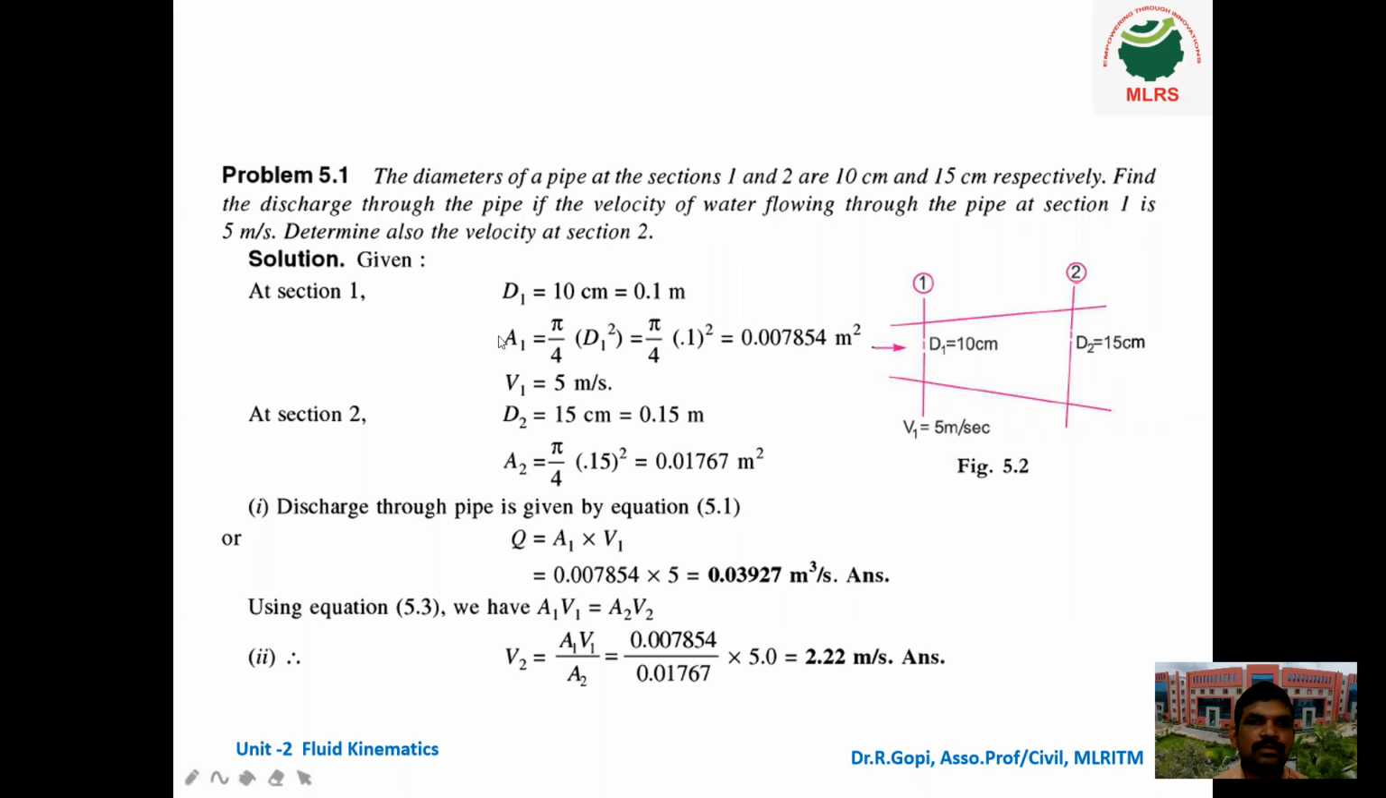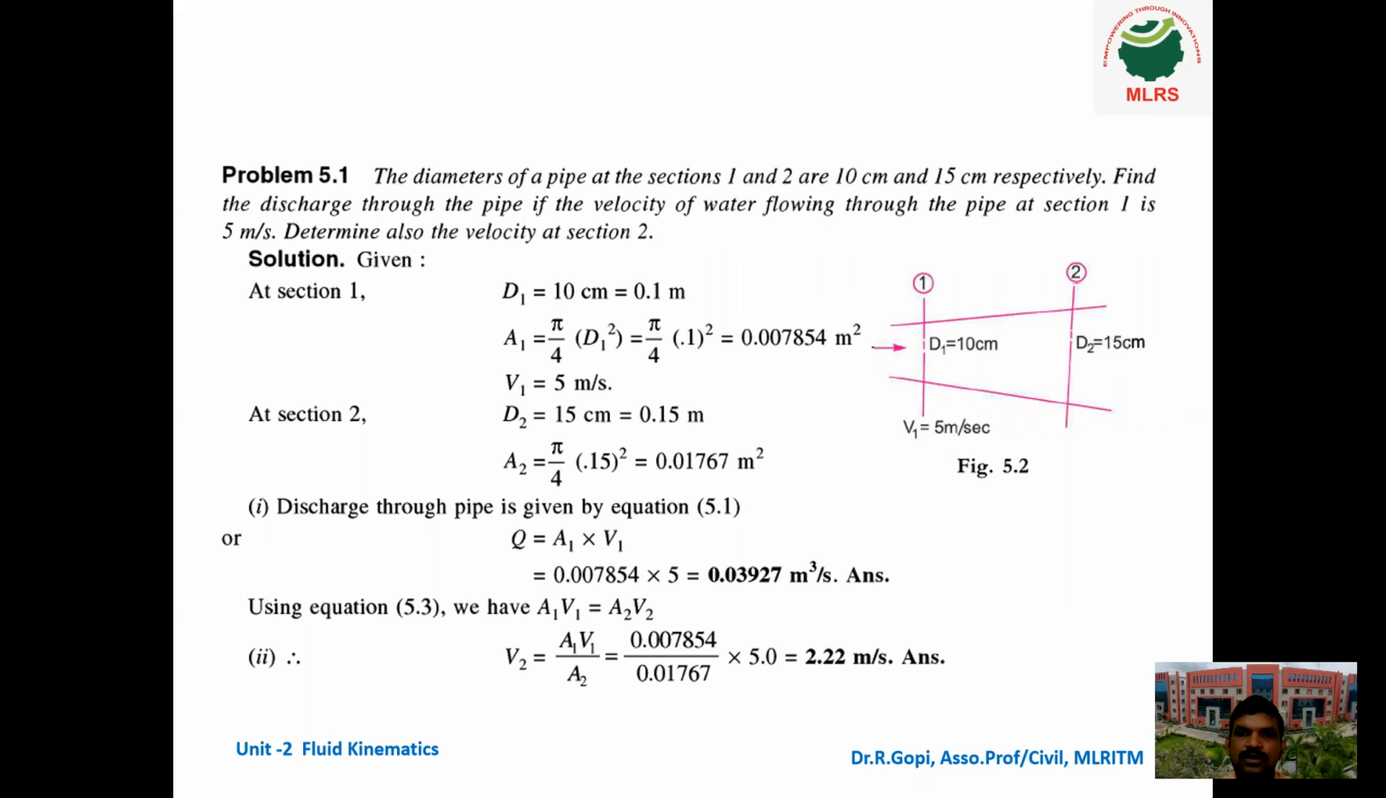First problem, I will read the question. The diameters of a pipe at section 1 and 2 are 10 centimeter and 15 centimeter respectively. Find the discharge through the pipe, if the velocity of water flowing through the pipe at section 1 is 5 meter per second. Determine also the velocity at section 2.